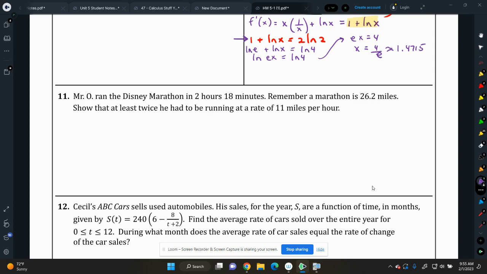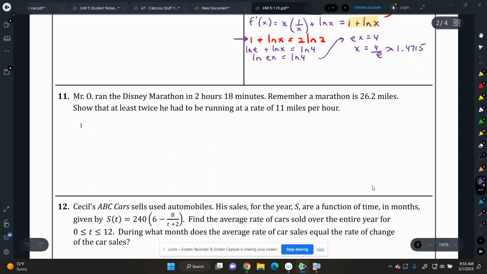Show that at least twice he had been running at a rate of 11 miles per hour. So what theorems do we have? What would apply here? I have an average, right? He ran it in 2 hours, 18 minutes, so I can come up with an average rate of change, his average speed. So which theorem am I using? The mean value theorem, where the average is equal to the instantaneous, right?